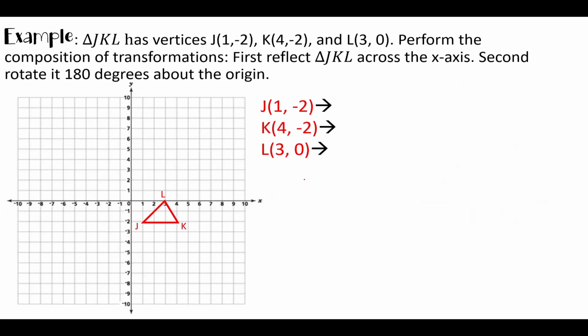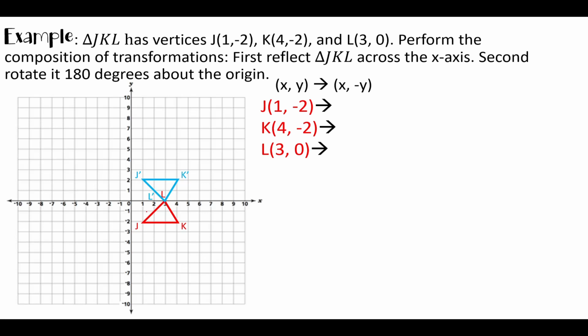So I have plotted my points J, K, and L. I wrote down their ordered pairs. Our first transformation is we want to reflect it across the x-axis. If we think back to our coordinate notation, that is (x, y) mapping onto (x, -y). So I can simply just count, and that's how I came up with my second image.